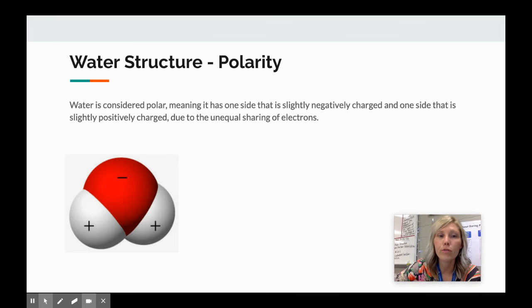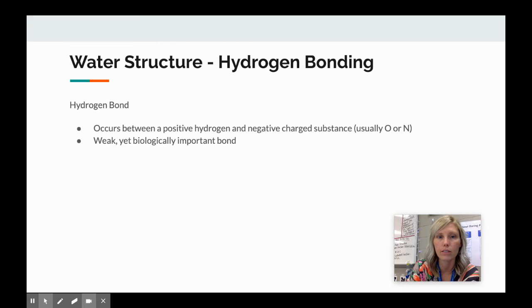Okay. Moving forward, now that we've got a concept of why water is considered polar, let's make sure that we understand polarity. Water is considered polar because it has one side that's slightly negatively charged and one side that's slightly positively charged. That occurs because of the unequal sharing of electrons.